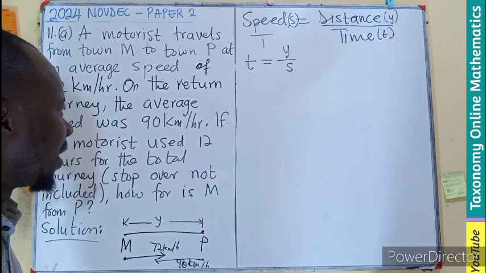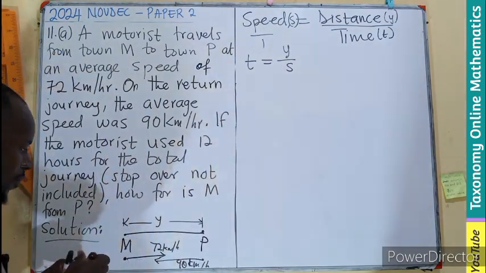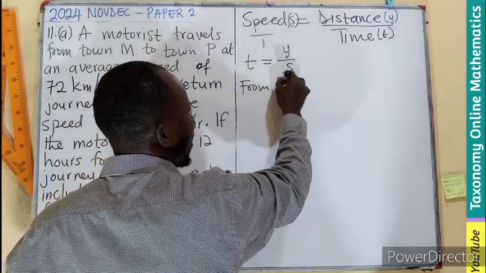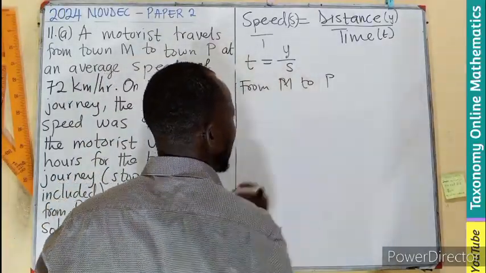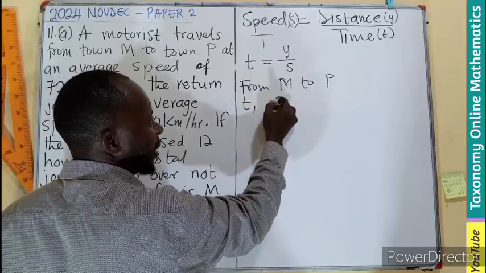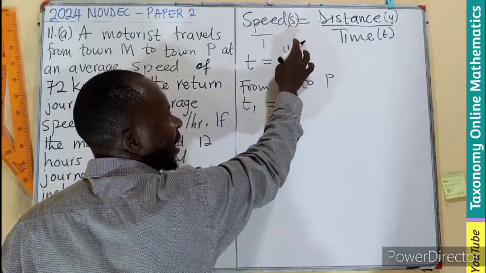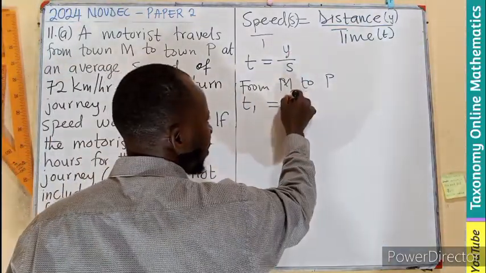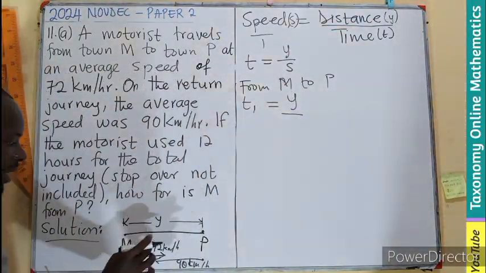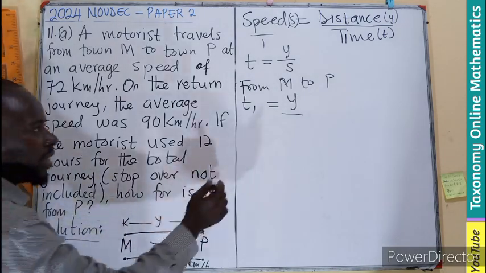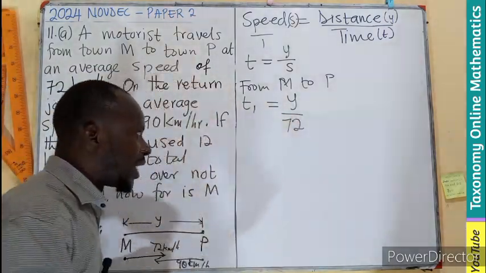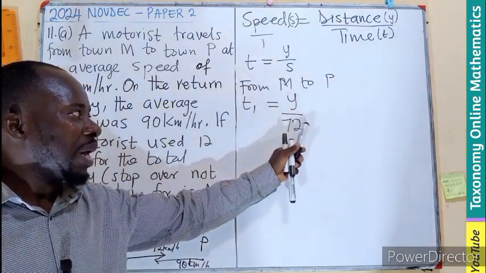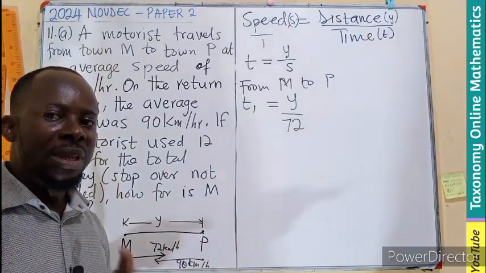All right, so we can say that inflow journey, that is traveling from M to P, the time, let's say time 1, is going to be the distance, which we are not aware of. We just label it as y, divided by the speed that is used for moving from M to P. That will be 72 kilometers per hour. Let's leave it in that, because this is going to be in kilometer per hour. The kilometers will cancel, remaining hours.